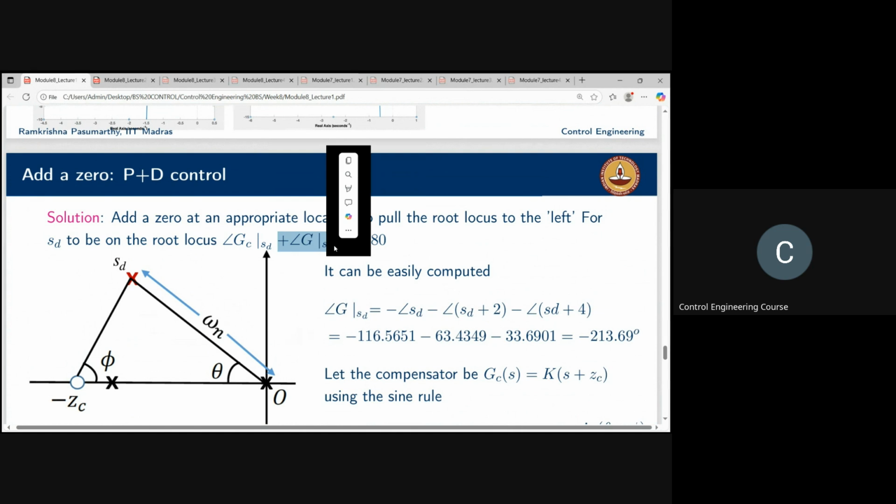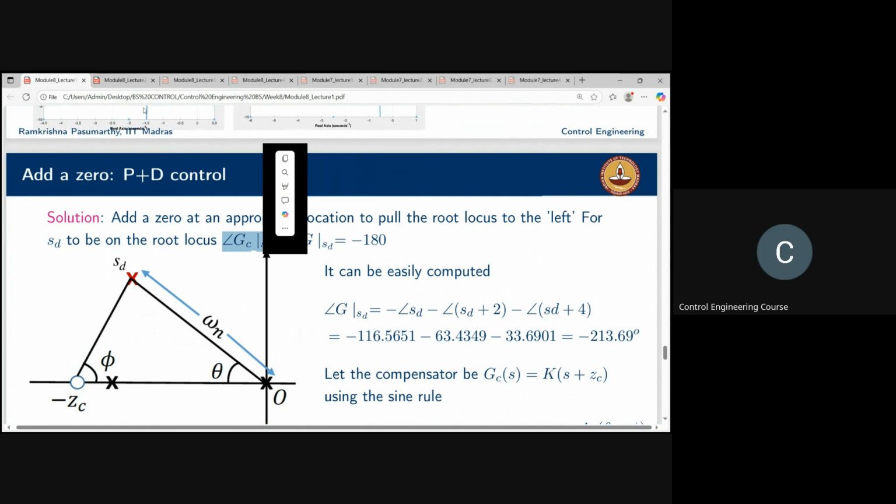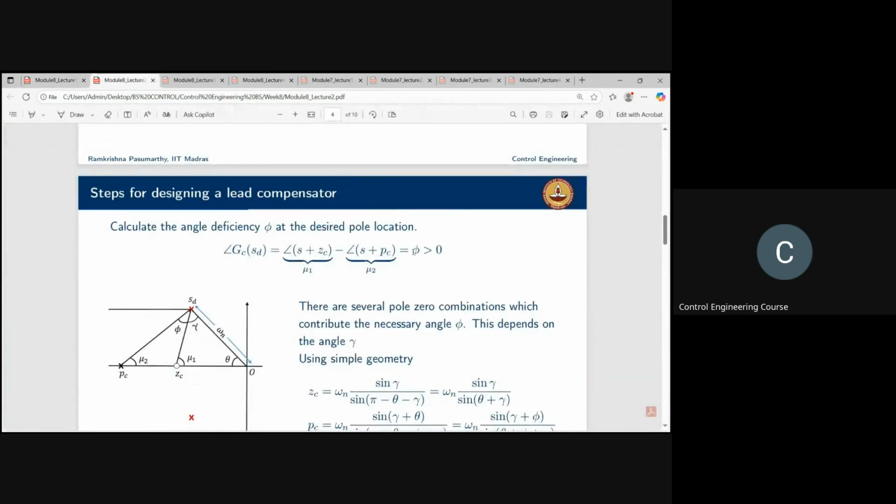But let us say this is not minus 180. It is minus 170. Then this compensator has to provide the extra 10 degrees that are needed, the phase lag that is needed. And that is what they are calling by the name phi. That phi is the angle deficiency that the compensator has to provide.